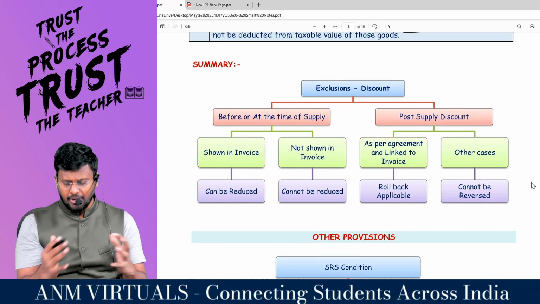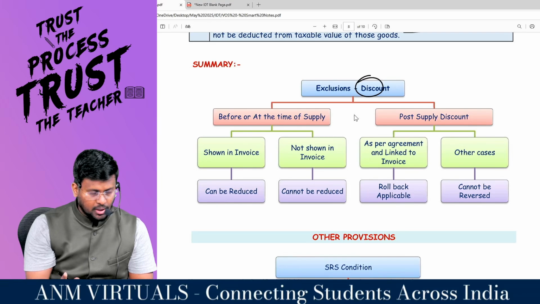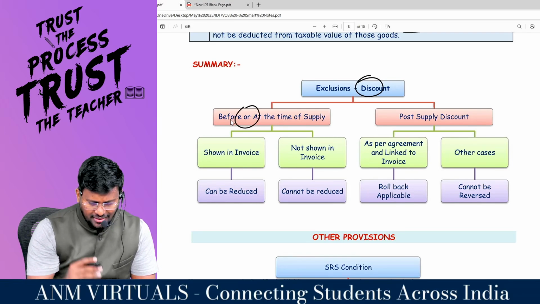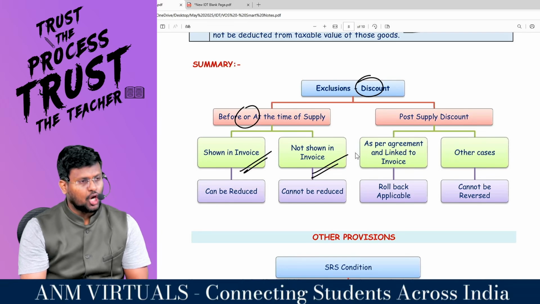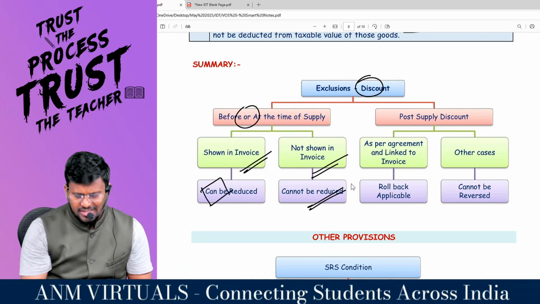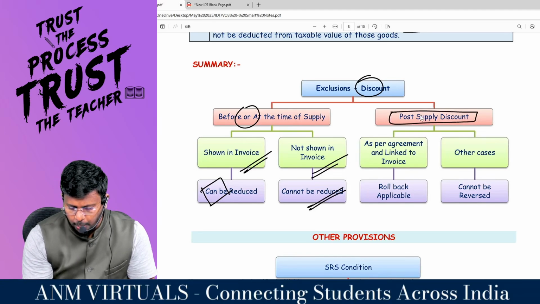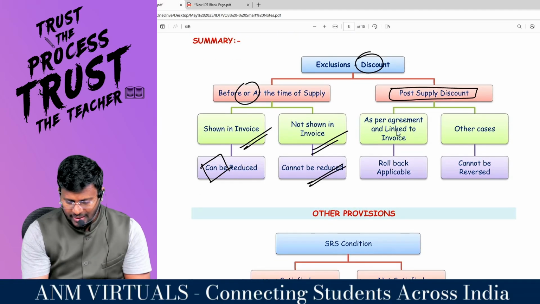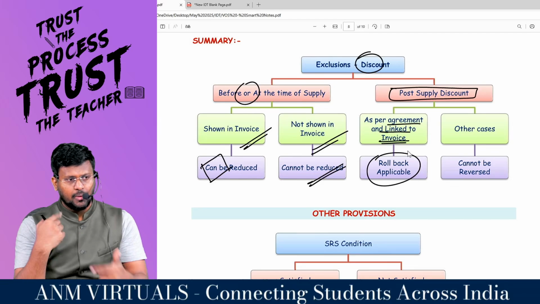So one line summary of the entire discussion is, sir, only one thing has to be excluded. If it is before or at the time of supply, you have to check only one item, whether shown in invoice or not shown in invoice. If it is shown in invoice, it can be reduced. Not shown in invoice, cannot be reduced. Comfortable? With regard to post-supply discount, you have to check whether it is as per agreement and it is linked to invoice, then the rollback provision will be applicable.